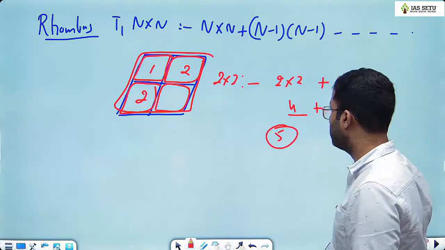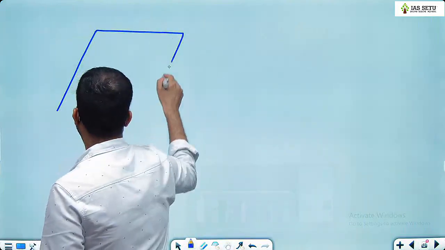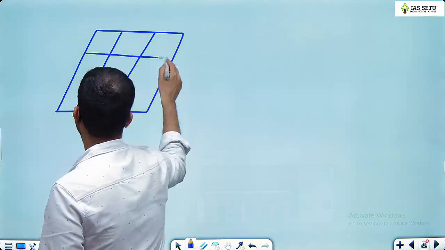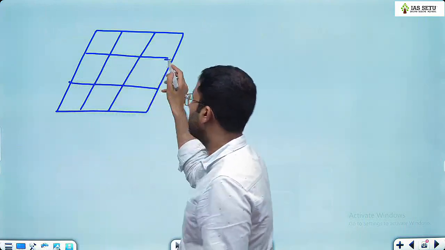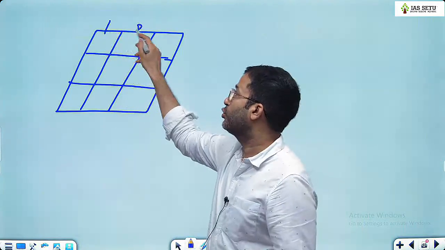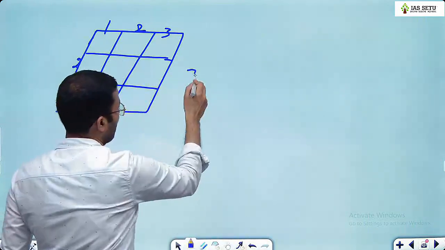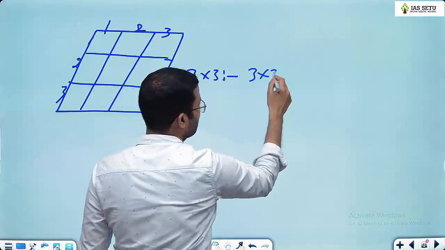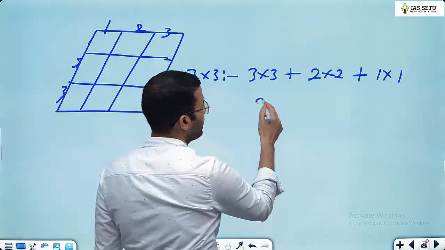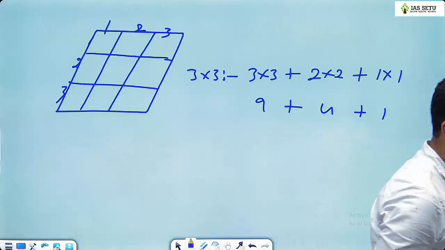I take one more question. See, the figure is not up to scale. We assume that these all form rhombuses. 1 2 3, 1 2 3. So the given figure is 3 by 3. When it is 3 by 3, it is 3 into 3 plus 2 into 2 plus 1 into 1. So we get 9 plus 4 plus 1. How many rhombus are there? 14.